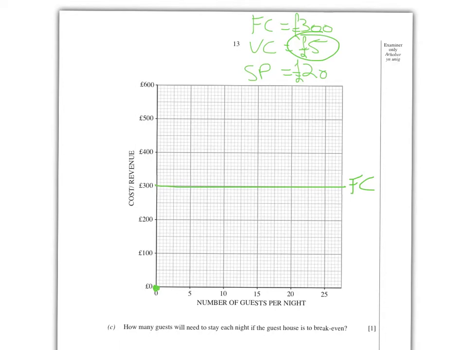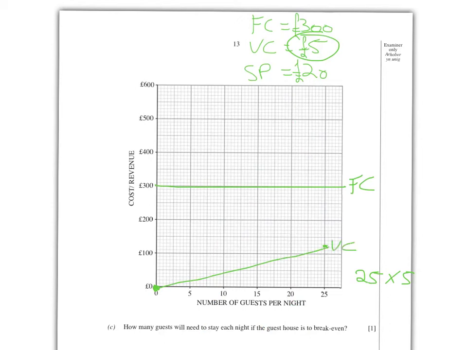Rather than plotting every single one of these and doing 5 times 5, 10 times 5 and doing little dotted lines across the way, I go straight to the end and go 25 times 5. If he had 25 guests, what would his variable cost be? And that would be 25 times 5, which is 125. So I'll just get to that, which is around about there, right? And then I just draw a line to that point and call that variable cost.